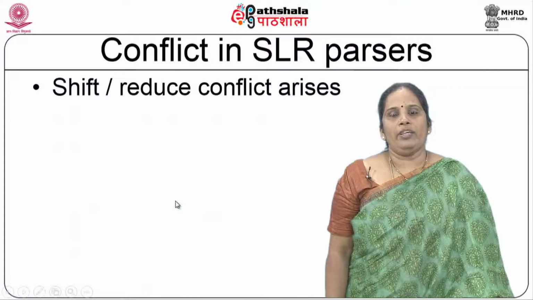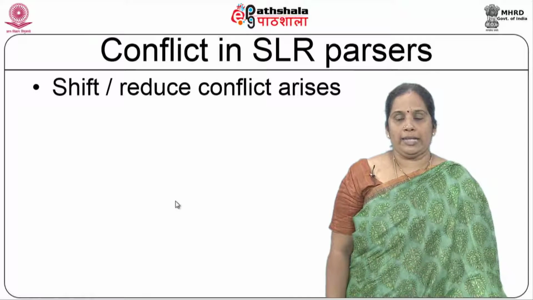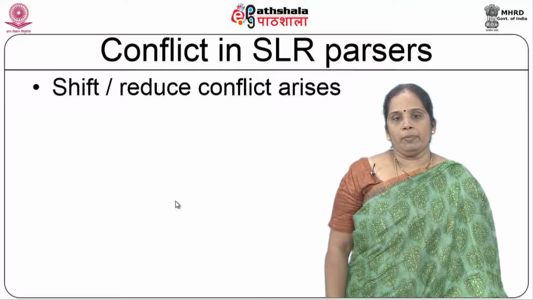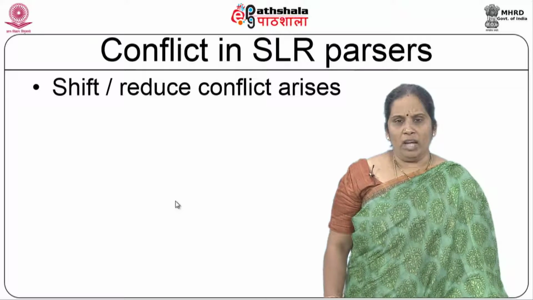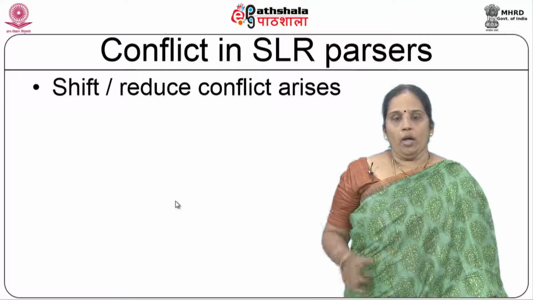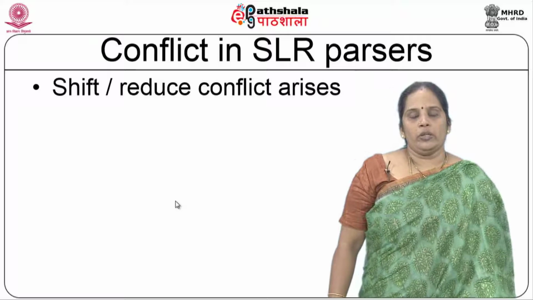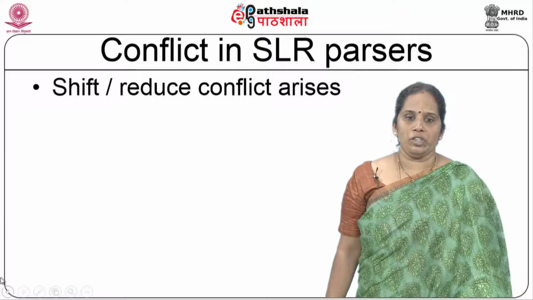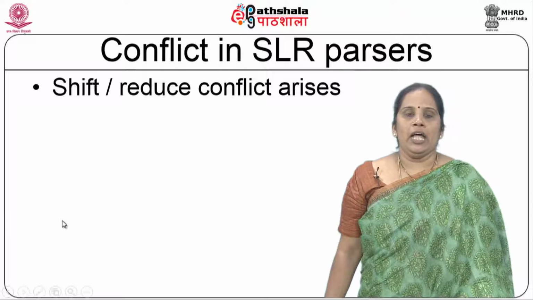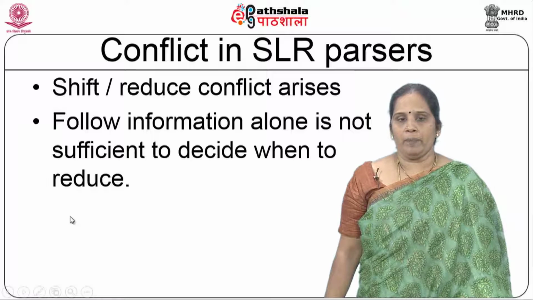Now, the reason why we have to go in for canonical LR parsers: what is the drawback with SLR parsers? SLR parsers can parse unambiguous grammars, but not all unambiguous grammars are SLR. In SLR parsers there is a shift-reduce conflict which could arise, and that is one of the reasons for going into canonical LR parsers.